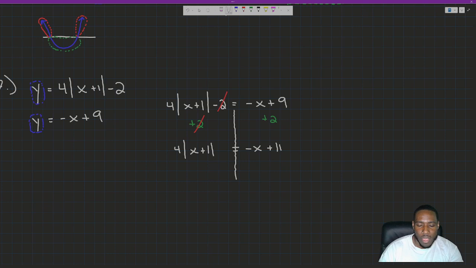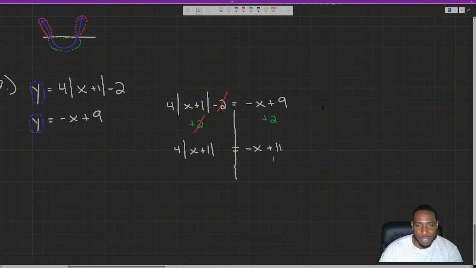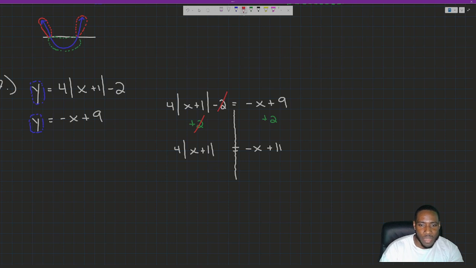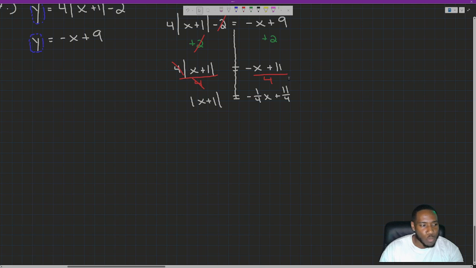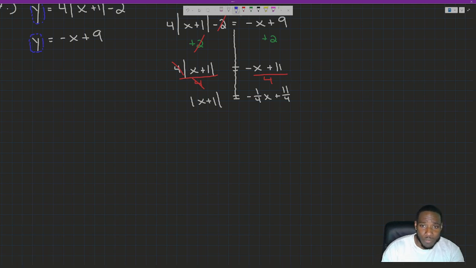Okay? Now, we're going to deal with that 4 outside of the absolute value sign, and the only way to do that is to divide. Can't distribute because it's not parentheses, so division is what we have to do. And so we end up with the absolute value of x plus 1 is equal to negative 1/4 x plus 11 over 4. Which is not the nicest thing to look at, but we don't have to worry too much about it right now.